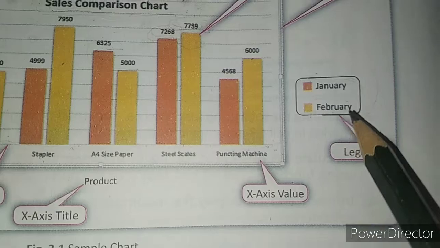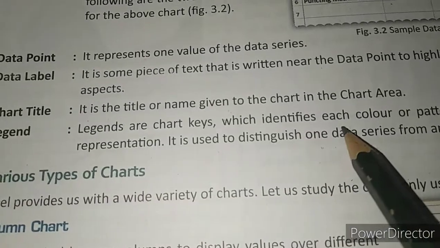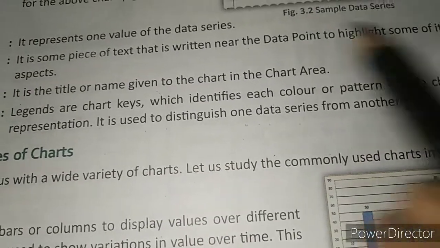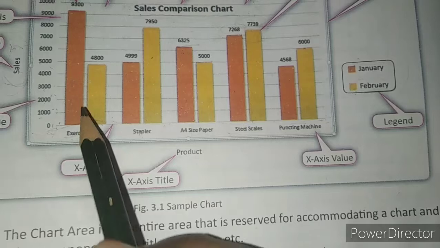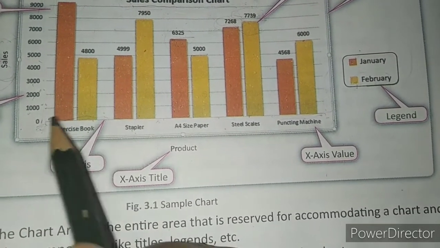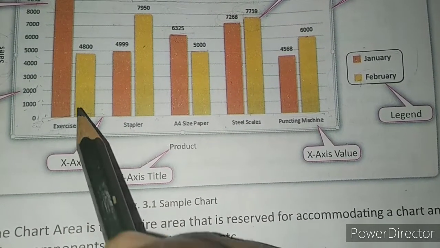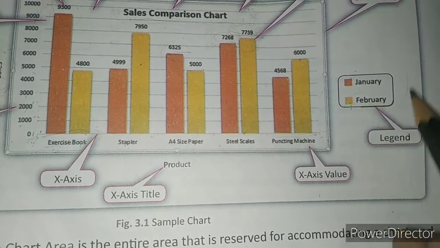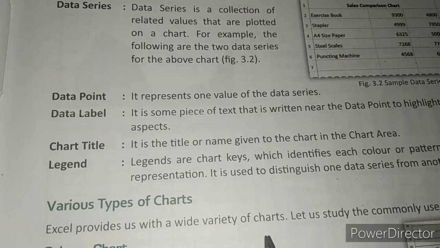So these are legends. What is this? Legends are chart keys which identify each color or pattern on the chart representation. It is used to distinguish one data series from another. It means here sales has been compared between January and February. So for the January sales red has been used, and for the February sales yellow has been used. And here you can see the comparison, right? So this can be done by using legends. So these are the components of the chart.